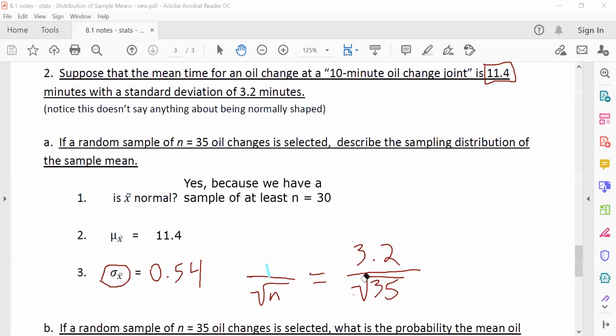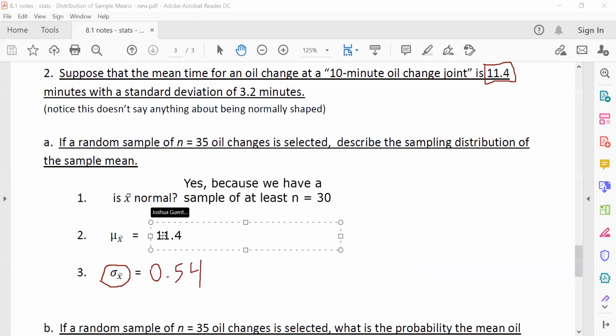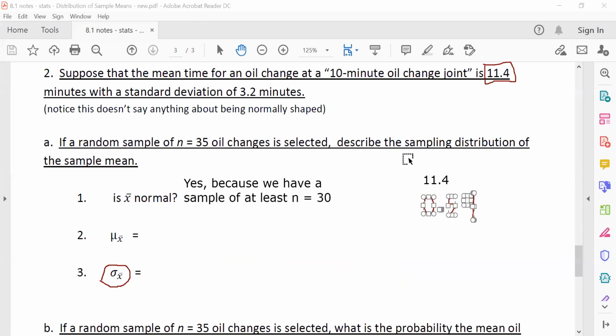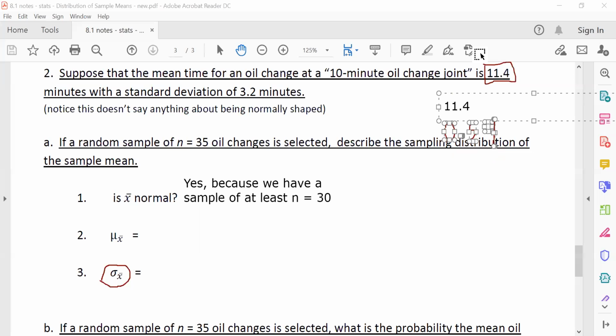So we're going to need to scroll down. Let's keep some of this information though. I'm going to need these 2 pieces of information. 11.4 and 0.54 are going to be 2 pieces of information I'll need here in just a moment. I'm going to scroll on down.